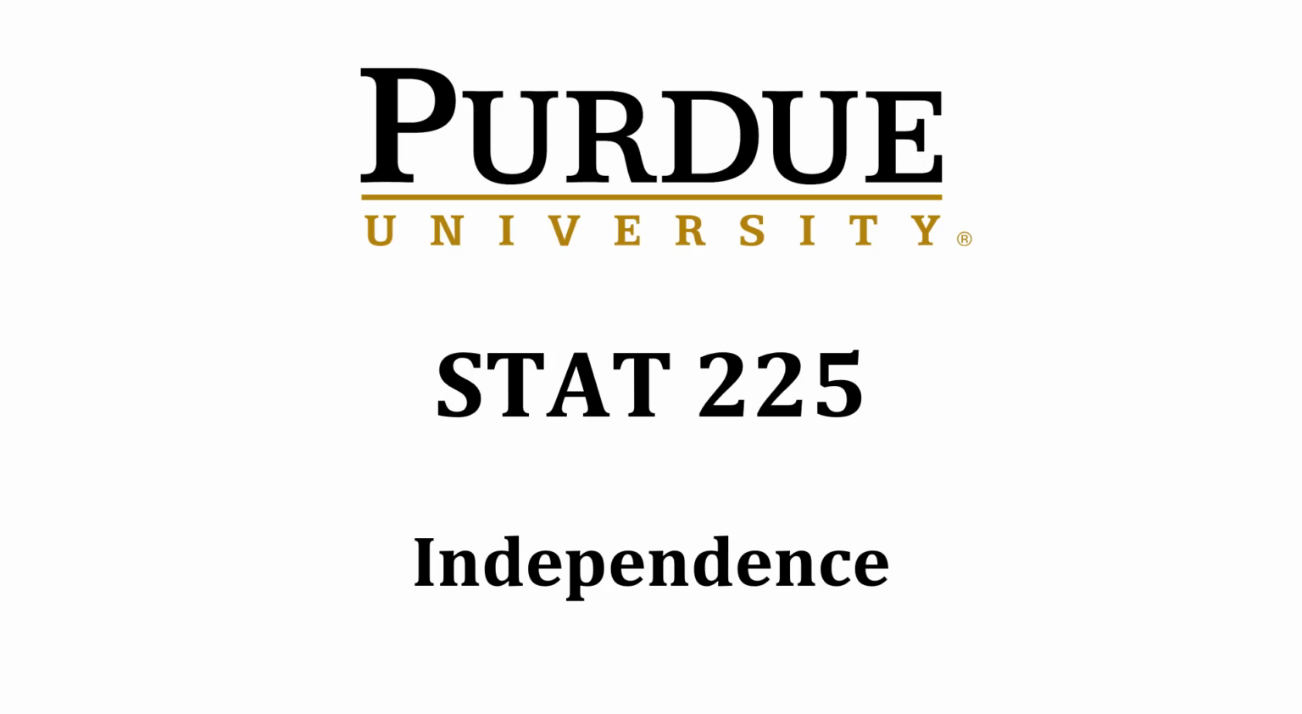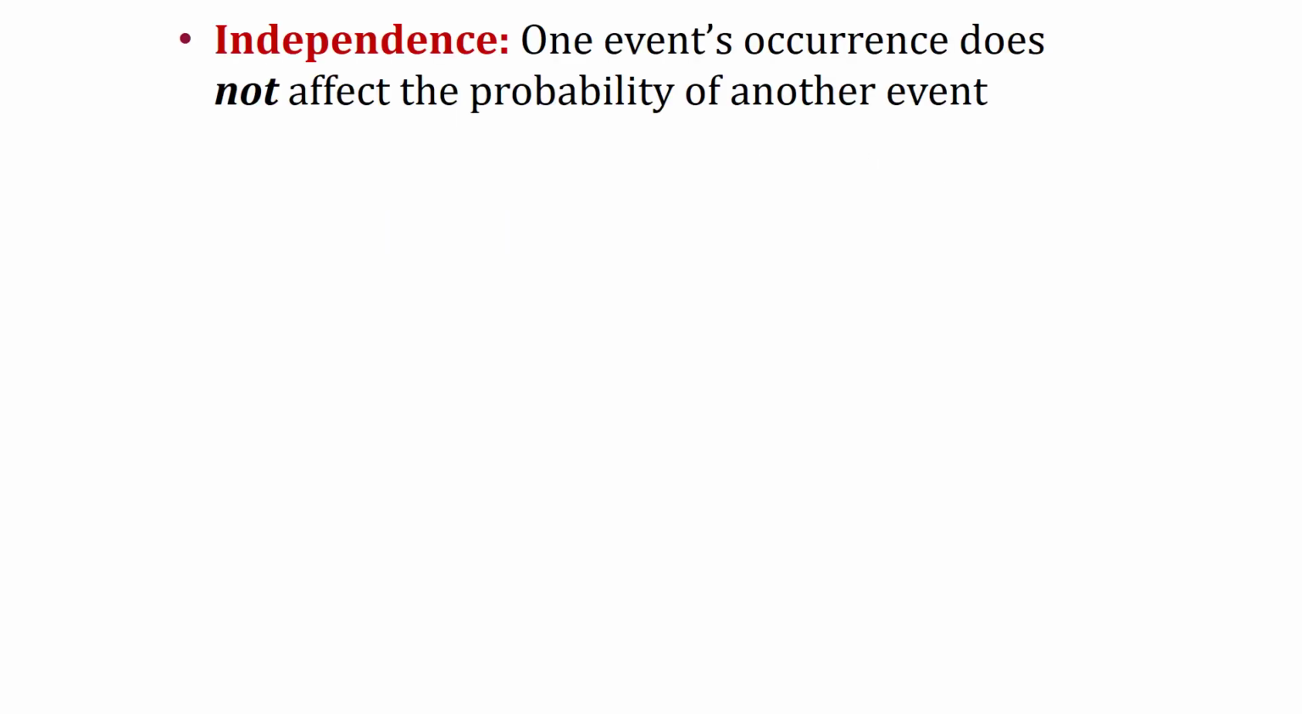This is Stat 225, and in this video we will be discussing independence. When we talk about independence in probability, we mean that one event's occurrence doesn't affect the probability of another event.